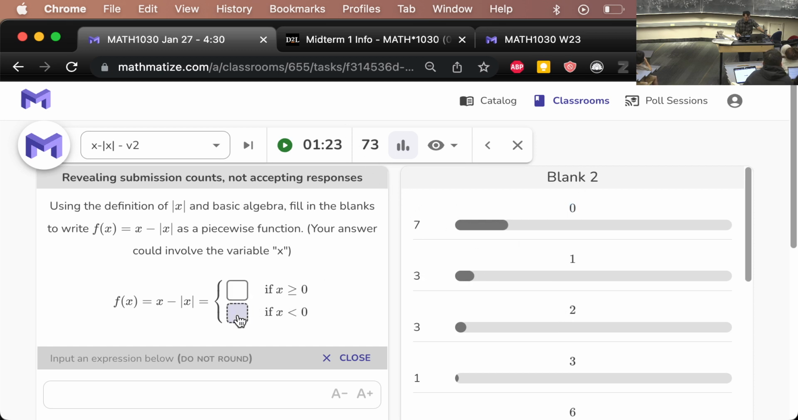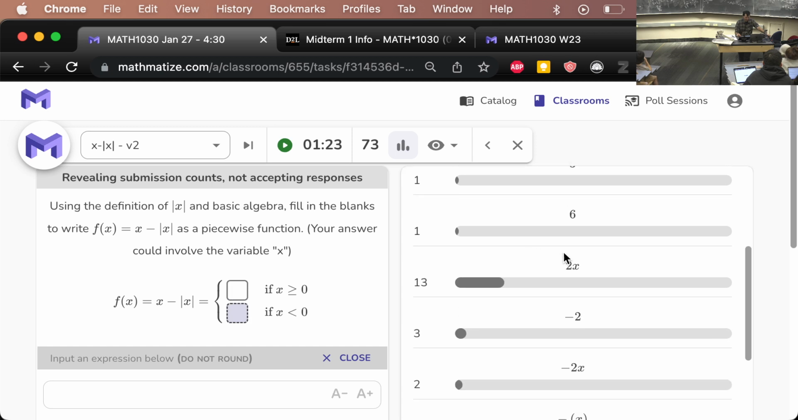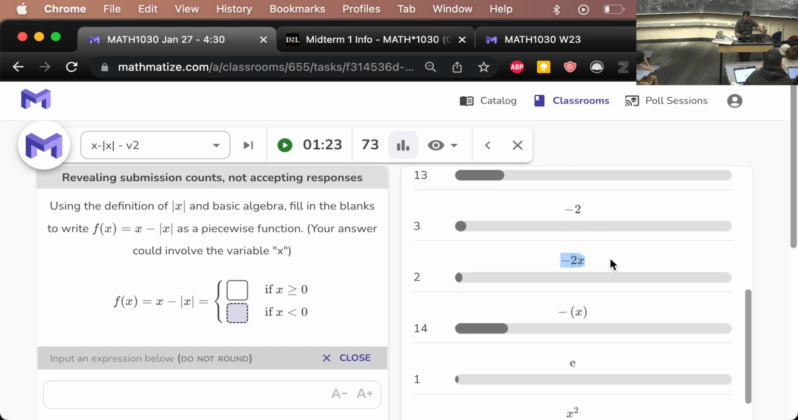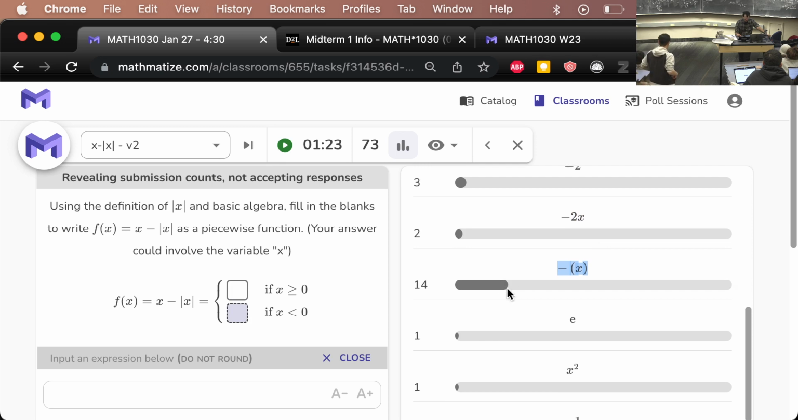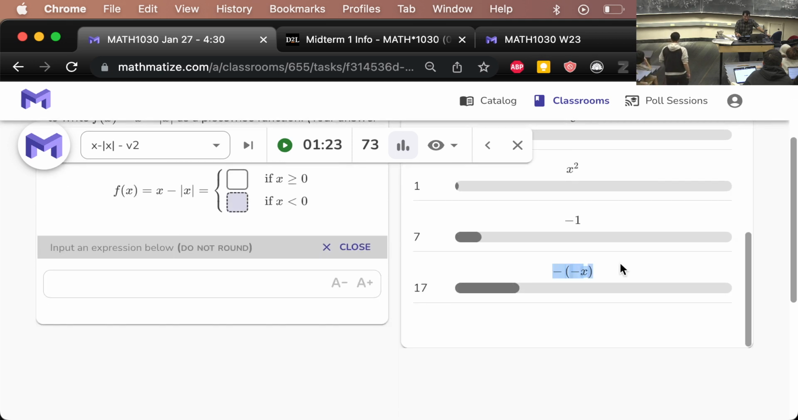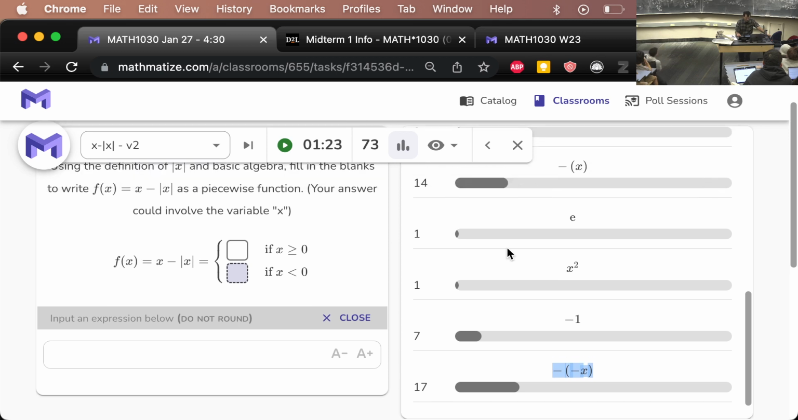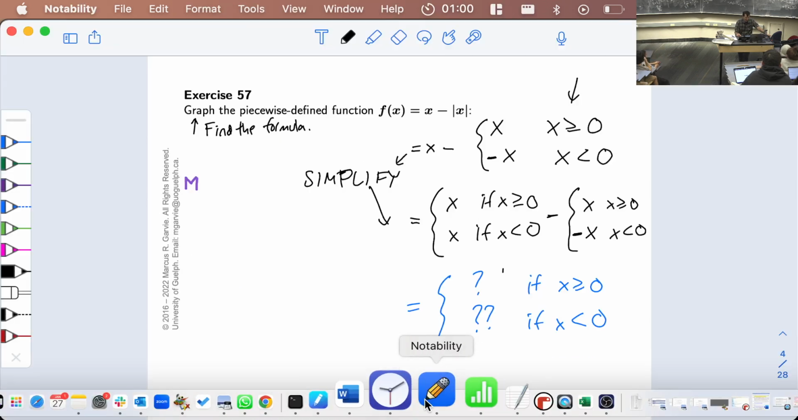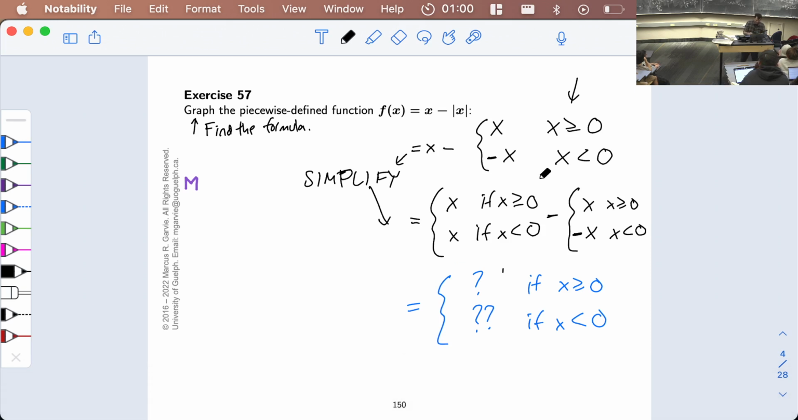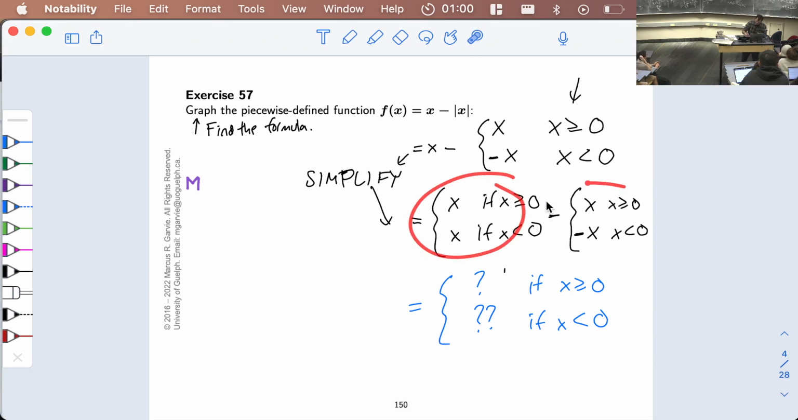What about this one? In this one, 2x has 13 people, minus 2x has 2 people, minus x has 14 people, minus x has 17 people. So I think the most common mistake I'm seeing is people are misunderstanding the question. What I would like to do is combine this with this. I have 2 things and I want to smash them together.